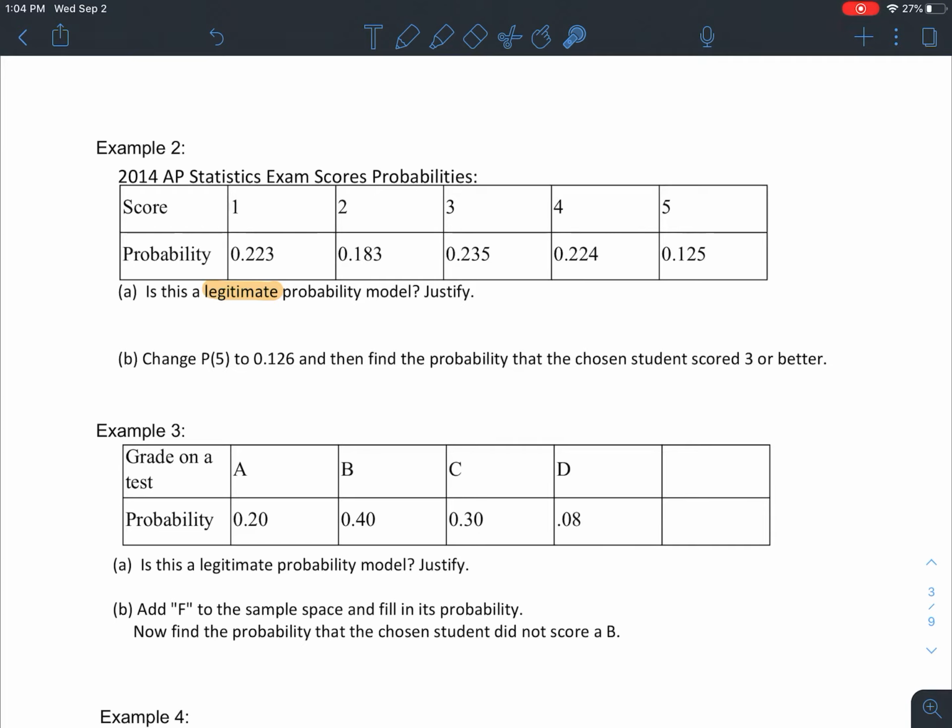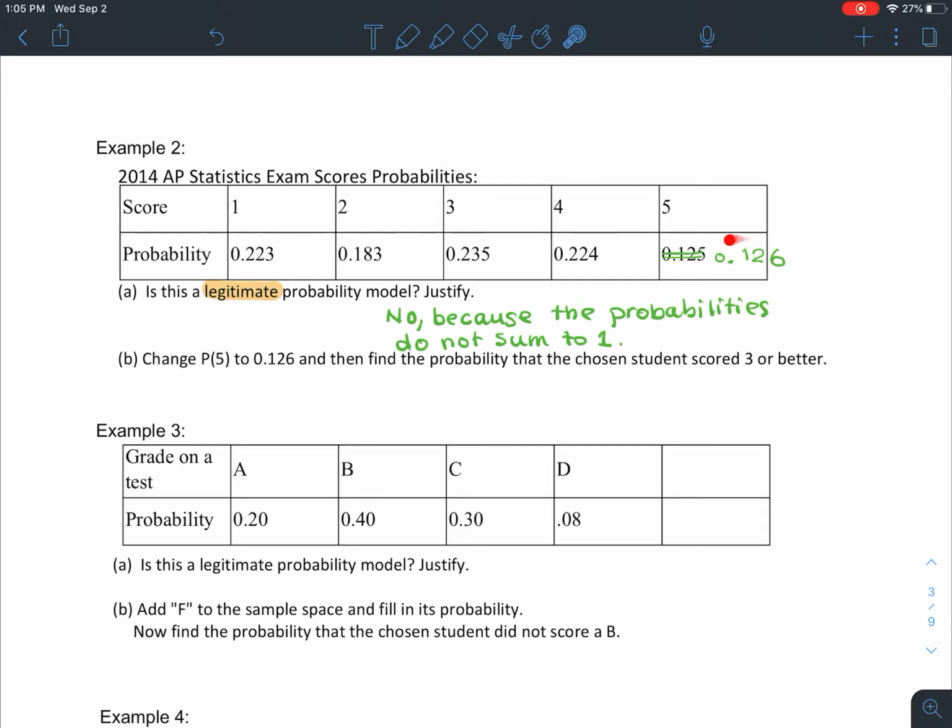Well, there are 2 things you have to check. 1, is each of these probabilities a number between 0 and 1? We can scan that and say, yes, that's true. And then the second thing we need to check is that all of these probabilities add up to a sum of exactly 1. I believe if we were to do that, we would be just a little bit shy of 1. So I'm going to say that no, this is not a legitimate probability model, because the probabilities do not sum to 1.